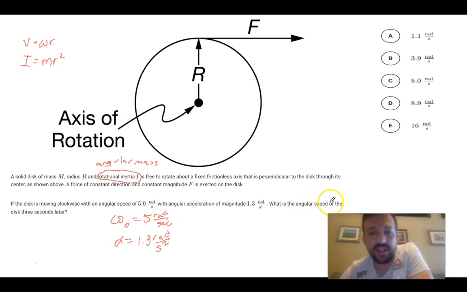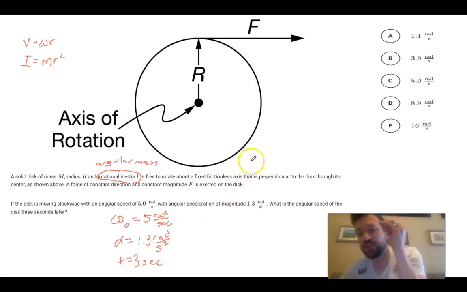Okay, what is the angular speed of the disk 3 seconds later? So time is 3 seconds. Now we're just going to look at those 3 motion formulas we were given, and we want to know what is the angular speed 3 seconds later. So we're looking for omega f, right? That's our goal.